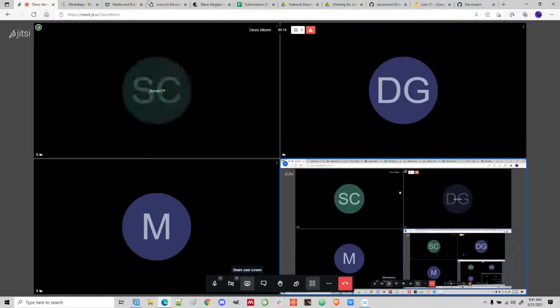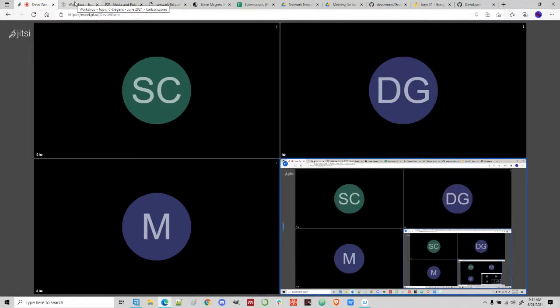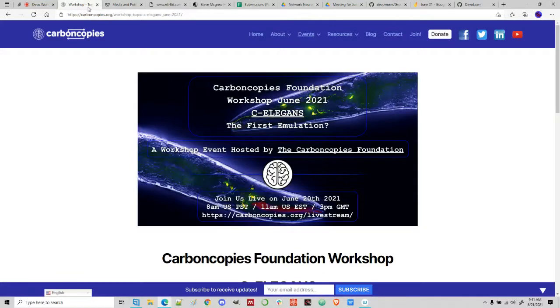Okay. So my screen's already being shared. I also wanted to point this out, if you're interested in learning more about OpenWorm and the thinking behind it: this Carbon Copies Foundation workshop. I think their interest is ultimately consciousness, but it's in this whole brain emulation idea, where you emulate whole brains to see if you can build intelligence. It's sort of like an artificial general intelligence approach.